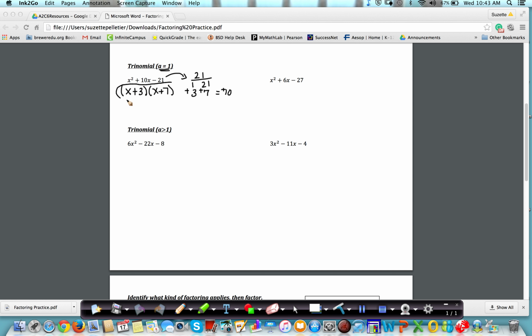There's nothing else to do with the a equals 1 trinomials. You guys were really good with these factors of the last term that give you the middle term, and just put them right into the parentheses. Let's use the same strategy and do this one.